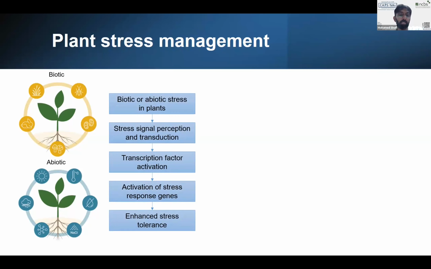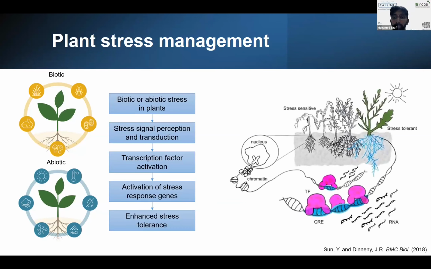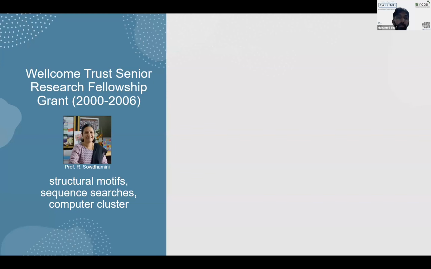The key events happening in the plants are transcription factor activation and activation of stress responsive genes. Hence, the plant achieves tolerance. So how does this transcription activation happen, and how does the transcription factor come and bind to the cis-regulatory elements upstream of the gene, so that the plant achieves tolerance? We will cover all these things in today's topic.